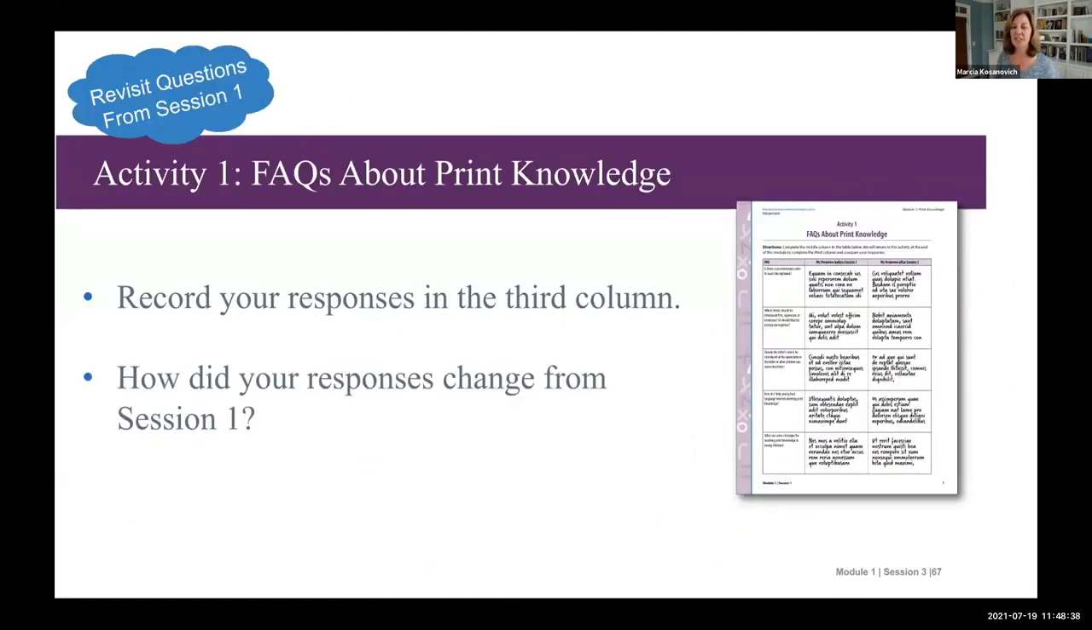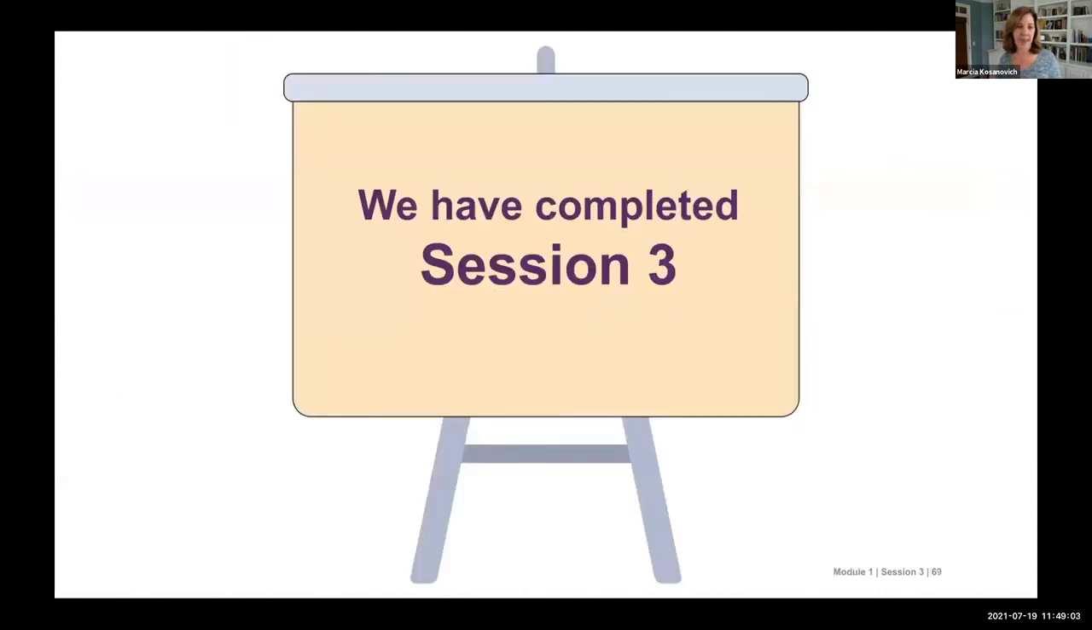During the last session of each module, we revisit the FAQs from the first session. So the facilitator will say, remember these FAQs about print knowledge from session 1? Please take 5 minutes to read each question and record responses, and then compare your responses from the first session. And you'll allow time for them to do that, and then ask for volunteers to share their responses. We have now completed session 3, the final session in module 1, print knowledge. Thank you for sharing your knowledge and working as a team in our Emergent Literacy PLC.